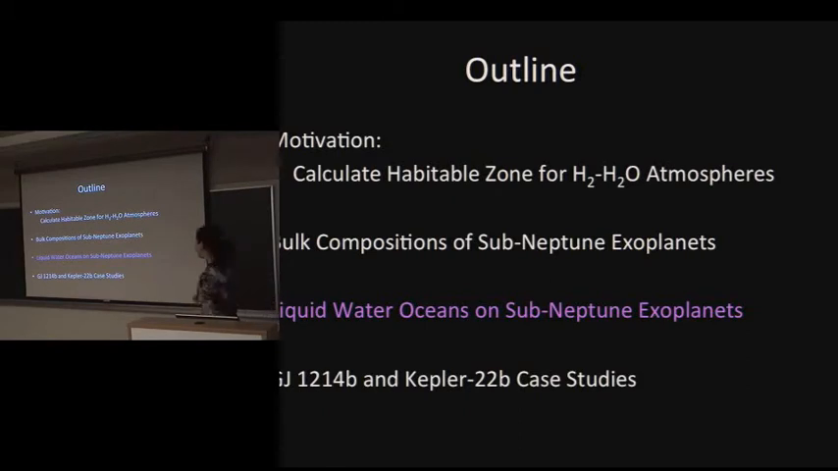Okay. So that was an introduction to planet interior structure models and to sub-Neptune exoplanets. Now I want to apply these interior structure models to explore scenarios where sub-Neptune exoplanets could harbor liquid water oceans.